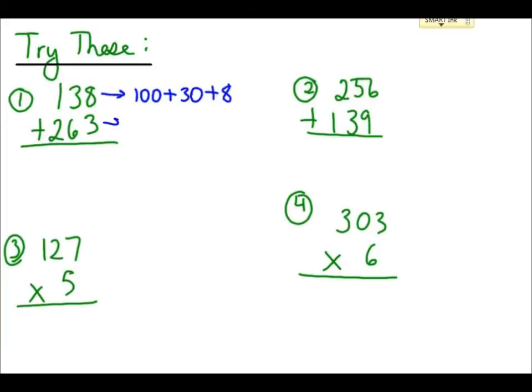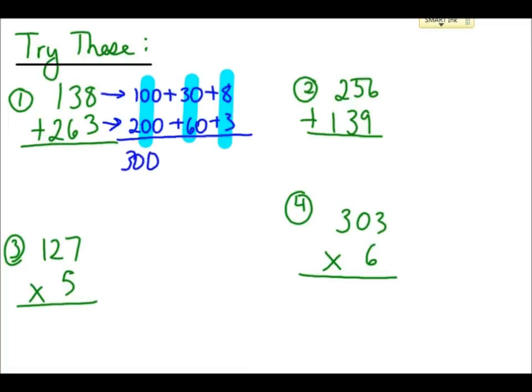So first one's adding, so I have 100 plus 30 plus 8. And then I'm going to expand the 263 into 200 plus 60 plus 3. I'm going to add them vertically now. So I'm going to have 100 plus 200 is 300. 30 plus 60 is going to give me 90, and 8 and 3 is going to give me 11. So now I'm going to add those answers up horizontally. I'm going to do 300 plus 90. That gives me 390. 390 plus 11 is 401. So the answer to the original question is 401.